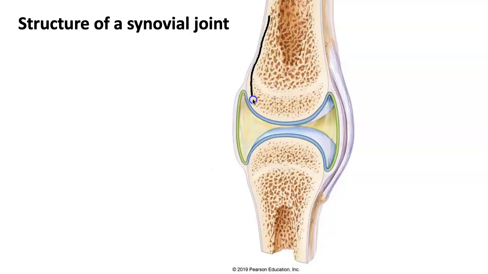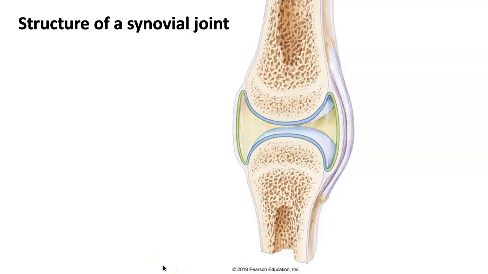A synovial joint is where two bones unite, and in that connection, there's a fluid-filled space. That's basically what a synovial joint is. So let's take a look at the specific structure.